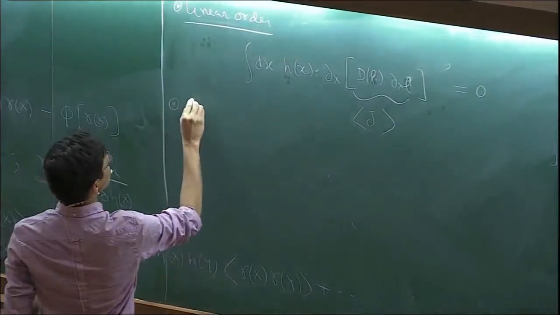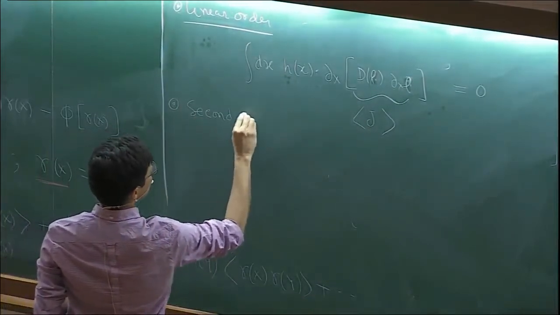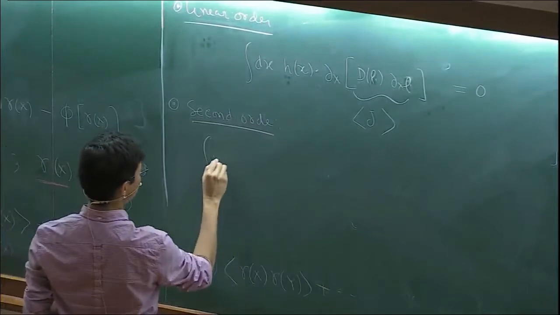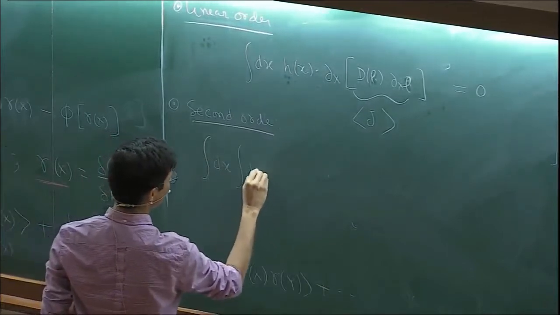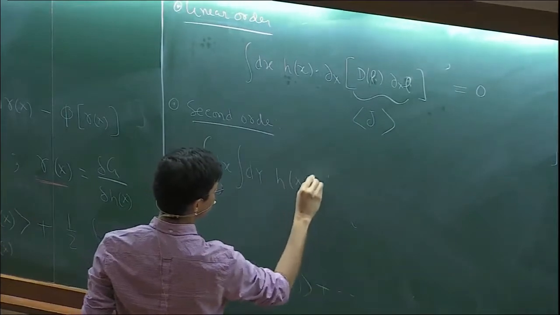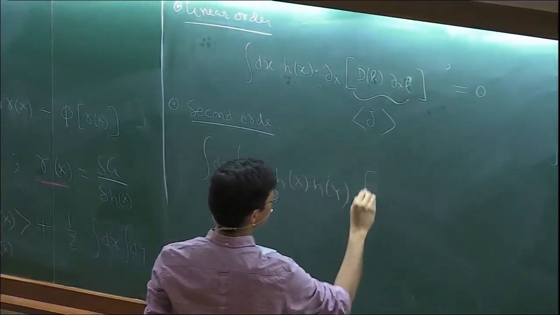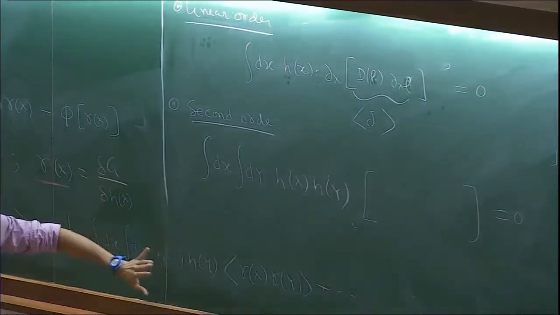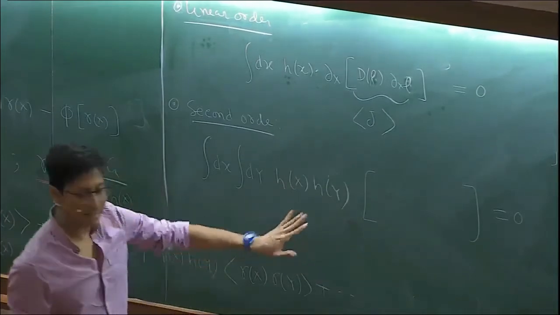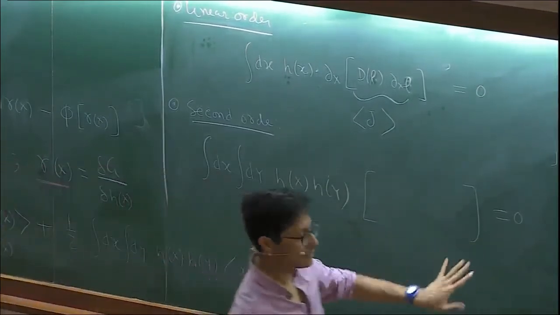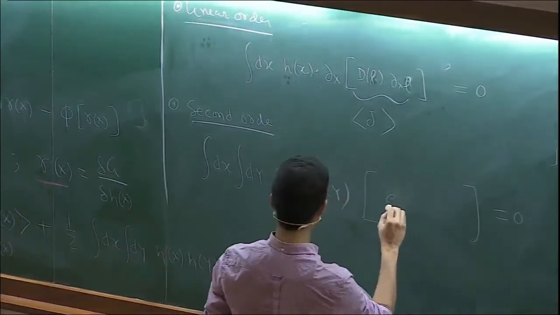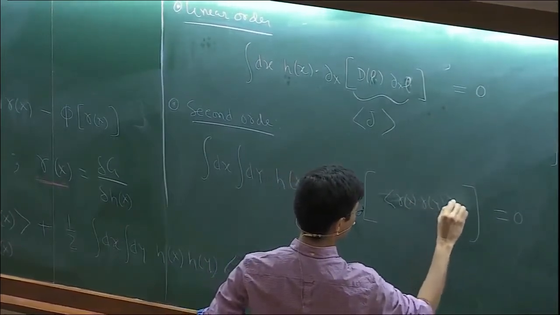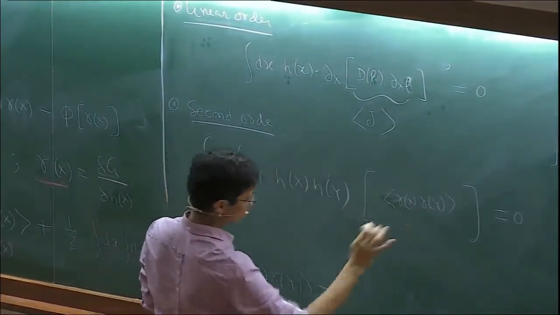If I now look at the second order, this would give me an equation for the two-point correlations. So I will have an equation which is of the order of something like dx dy, hx, hy, and some terms which is equal to 0. So this part you have to do algebra. I'm just avoiding that. Now this is true for any hx, hy. So this part itself has to be 0. And this part will involve this two-point correlation. Okay? So some functions.